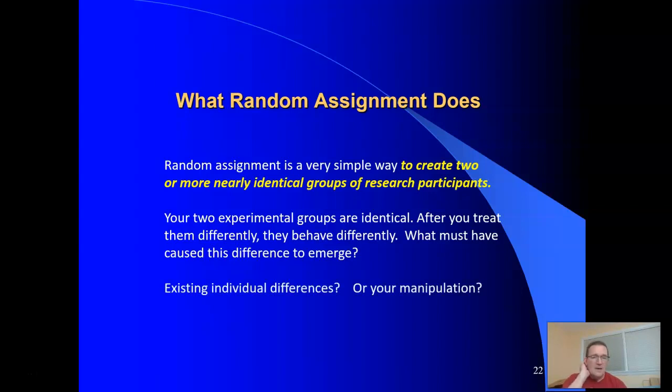Okay, so to answer this question, which I accidentally got a little excited and answered for you, yeah, it would not be existing individual differences. It'd be your manipulation because the groups were identical before they got your manipulation.